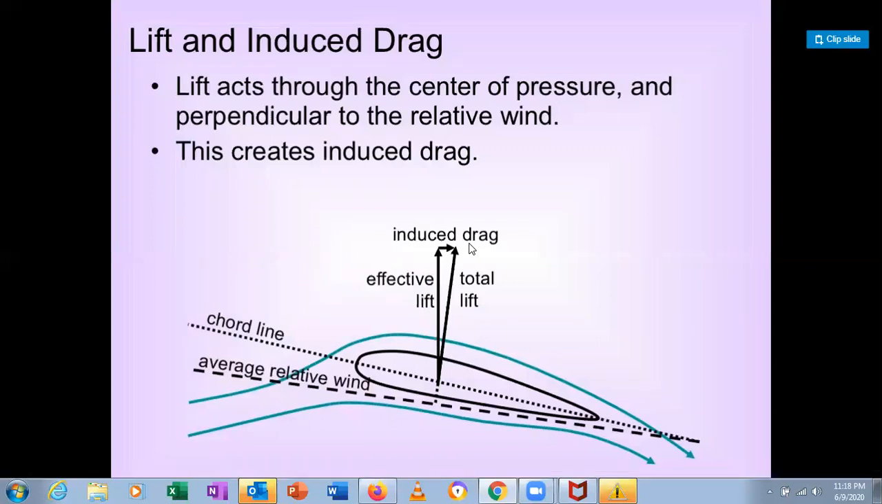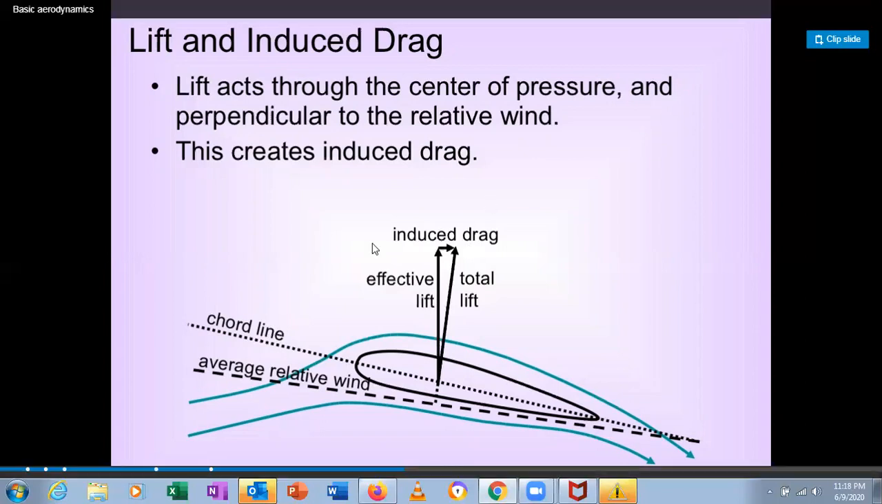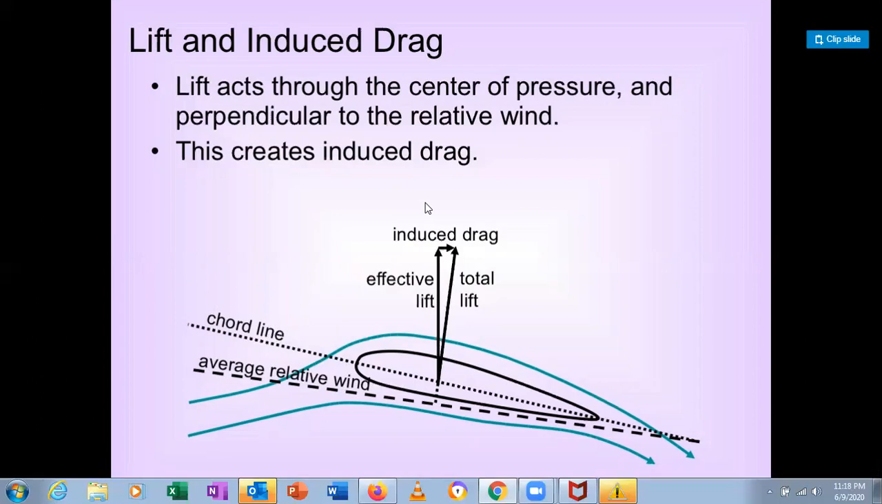And parasite drag is called CD naught. We call this CDI, the lift-induced drag, and we always represent it as a coefficient. So CD naught is nothing but the zero lift drag. CDI is nothing but what? Induced drag. This drag generates due to the lift of the aircraft. When lift occurs, then drag will be produced. That drag is referred to as induced drag.